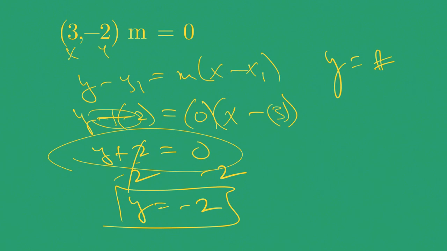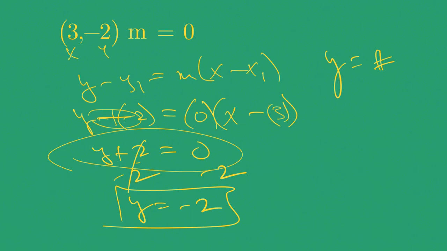And that is consistent with what we talked about last Wednesday. A horizontal line cuts the y-axis. That's why it starts with y equals. Y equals a number. Y equals -2 in this case is a horizontal line through -2.